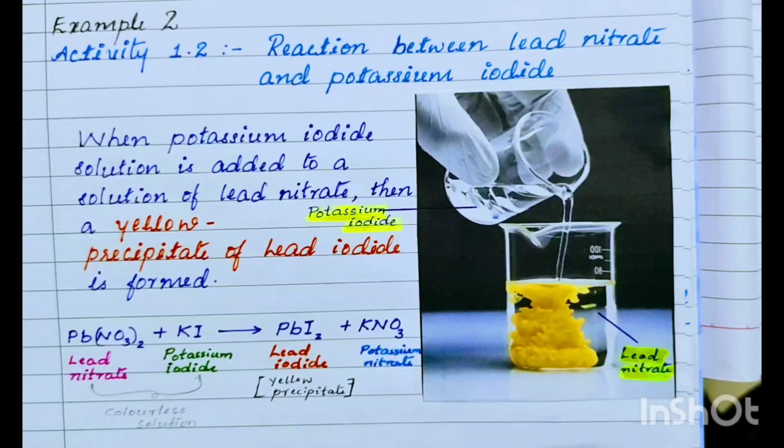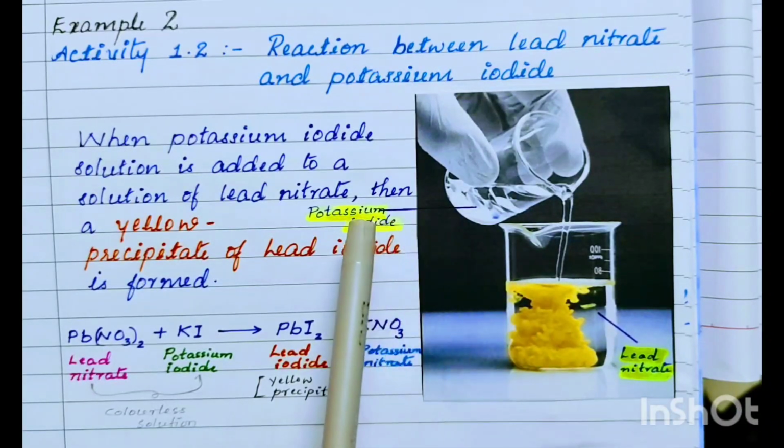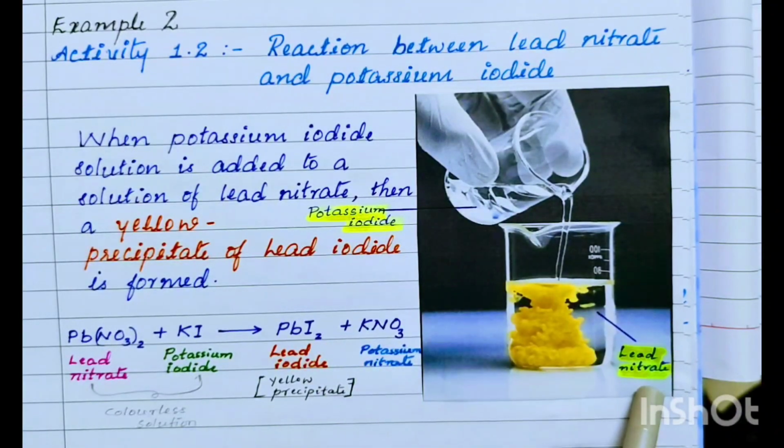Now let us study the second example for chemical reaction, and that is explained in the textbook in activity 1.2. Reaction between lead nitrate and potassium iodide. Lead nitrate as well as potassium iodide are both white color powders. Before the reaction, we have to make it a solution. We know how to make a solution. We need to add water. As you can see, after adding water, both will be colorless solutions. Potassium iodide is also colorless, and lead nitrate solution is also colorless. So when we do the experiment, we'll see what it forms.